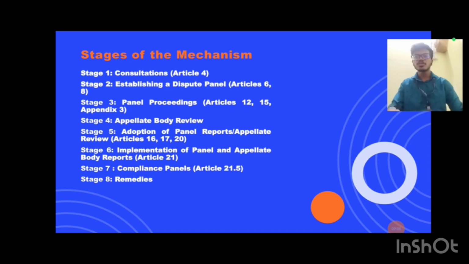If the dispute is not settled within 60 days, the complaining party may request a panel. The complainant may request a panel before the period ends if the other member has failed to enter into consultation or if the disputants agree that the consultation has been unsuccessful. The second stage in this regard is establishing a dispute panel.